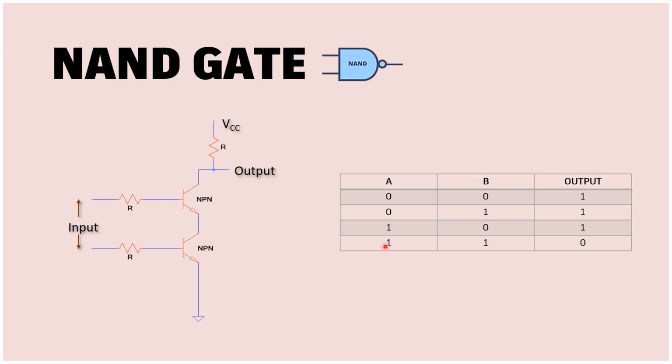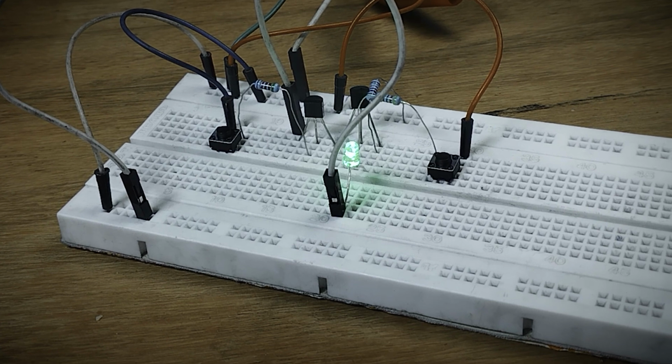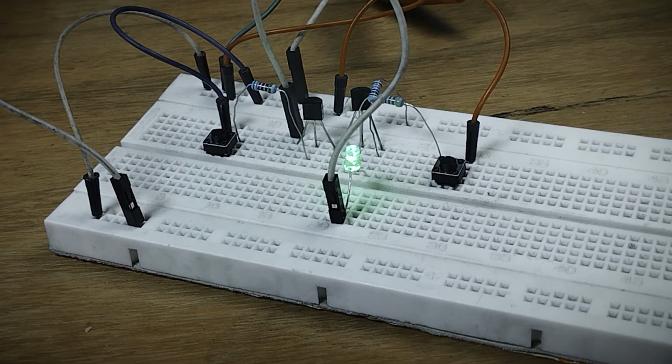And when we have a 1 signal at A and a 1 signal at B, we have our output be 0. So here we have the NAND gate circuit. Okay, so it's an inverted AND gate.